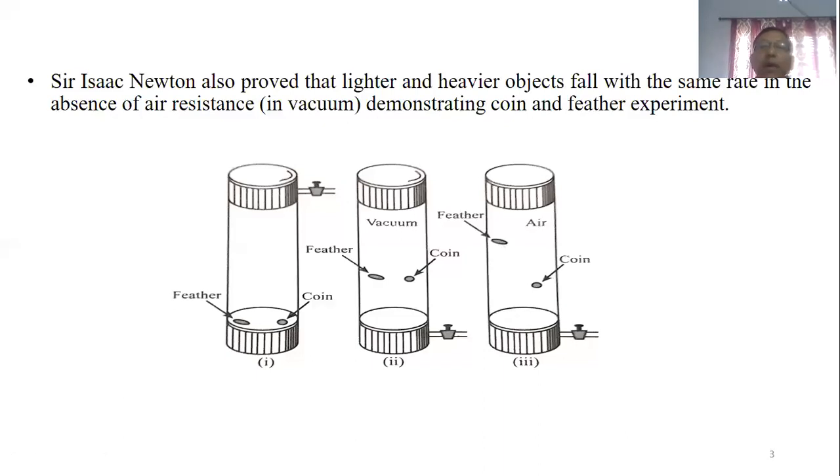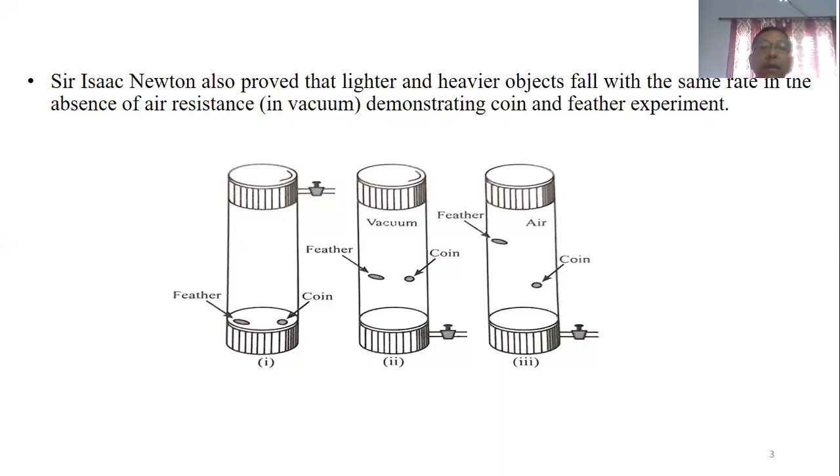And then again he re-inverted the tube, and again the feather and the coin lay at the bottom of the tube. He removed all the air from the tube by using the vacuum pump and quickly inverted the tube, and thus he found that both objects, coin and feather, fall together downward because of the same acceleration due to gravity in the absence of air resistance, that is, in a vacuum.